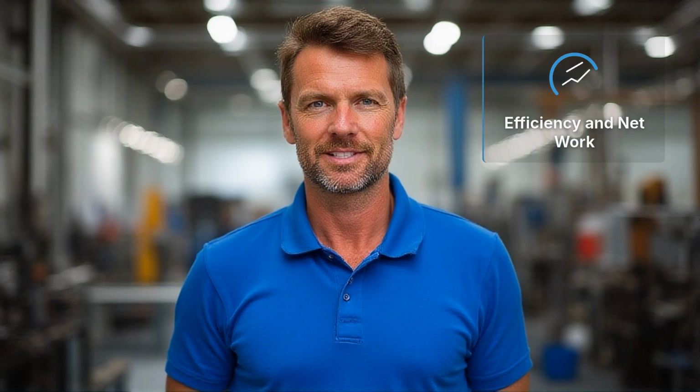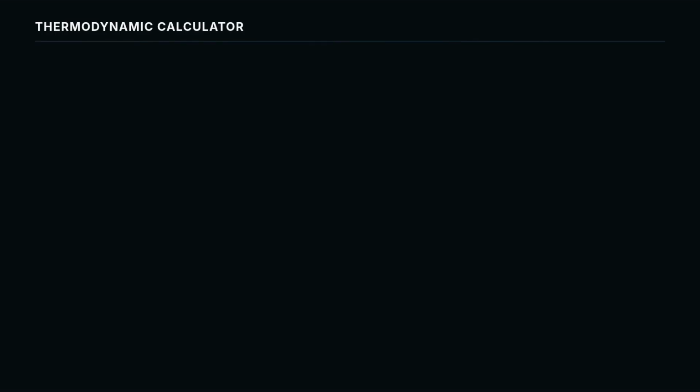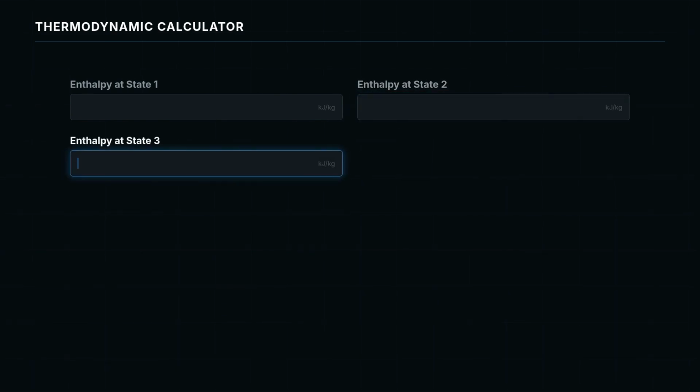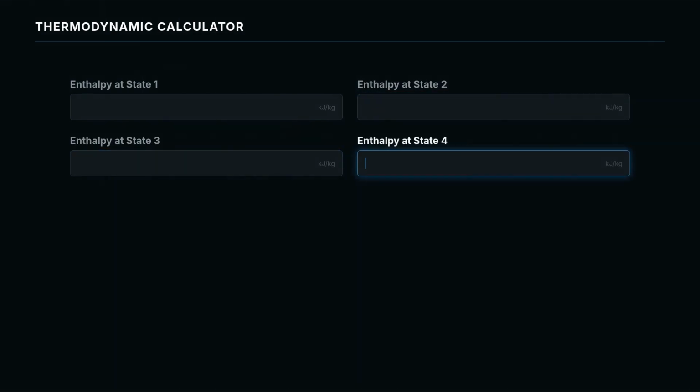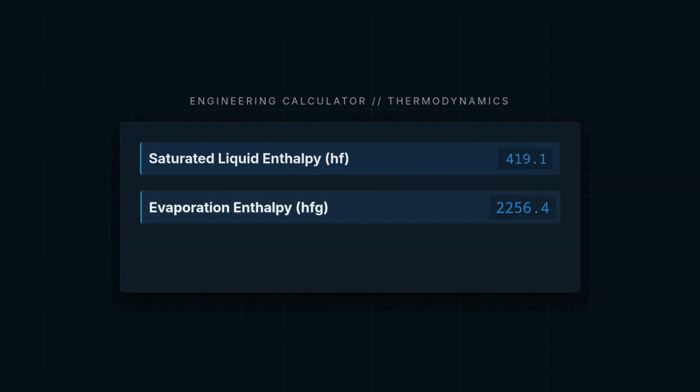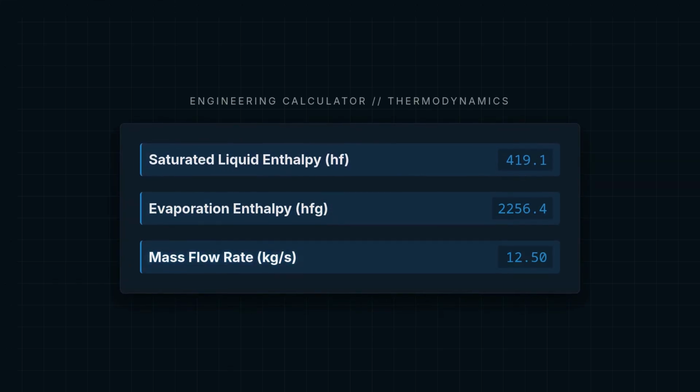For this demonstration, I'm using calculate cycle efficiency and net work. You'll need to input 7 values: enthalpy at state 1 in kilojoules per kilogram, enthalpy at state 2, enthalpy at state 3, enthalpy at state 4, saturated liquid enthalpy, evaporation enthalpy, and mass flow rate in kilograms per second.